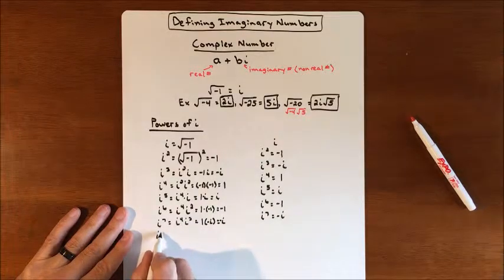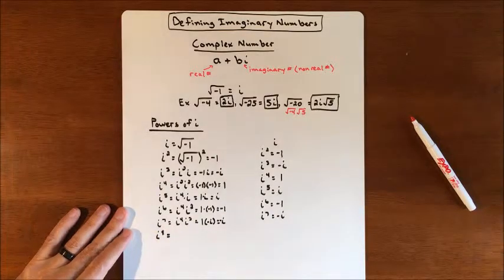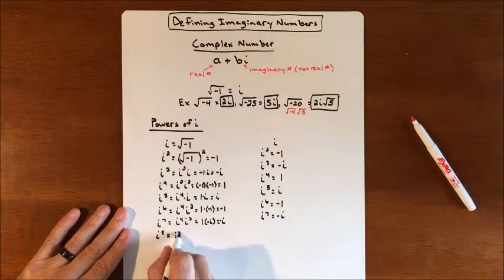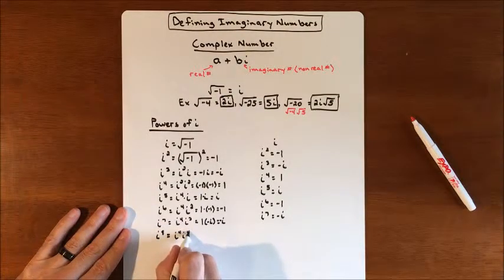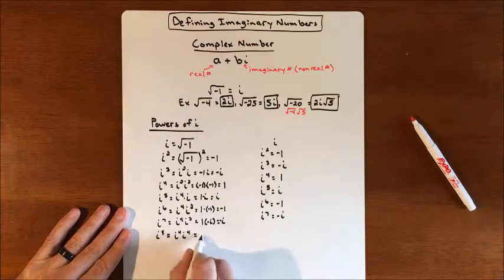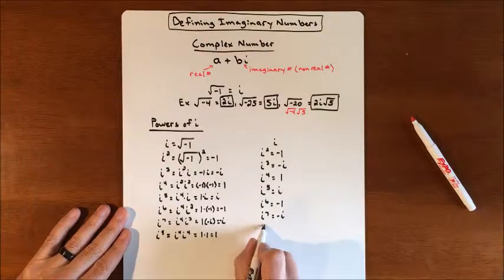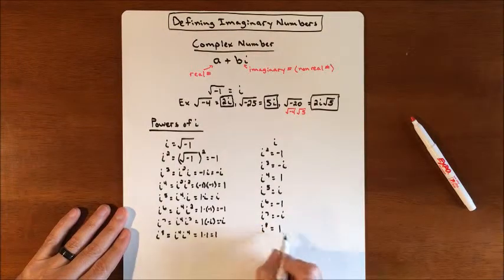All right, i to the 8th. i to the 8th is going to work out very nicely because it's really just two groups of i to the 4ths. So i to the 4th times another i to the 4th. So that is just 1 times 1, which is 1. So i to the 8th equals 1.